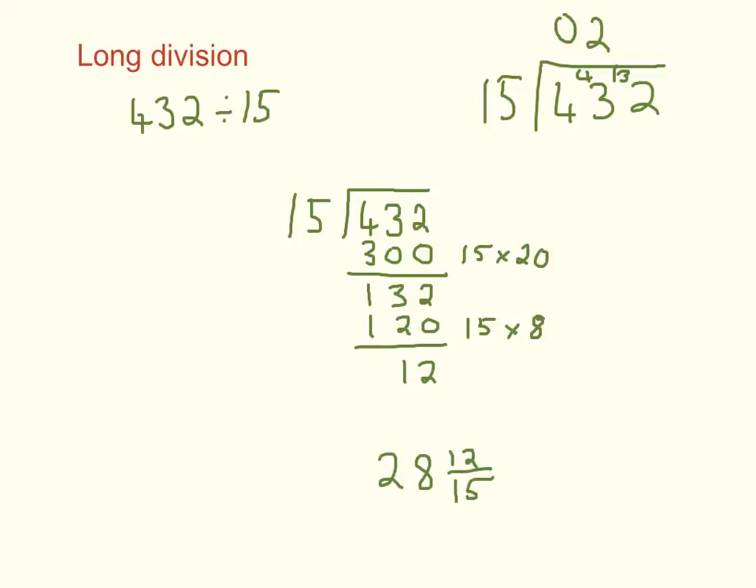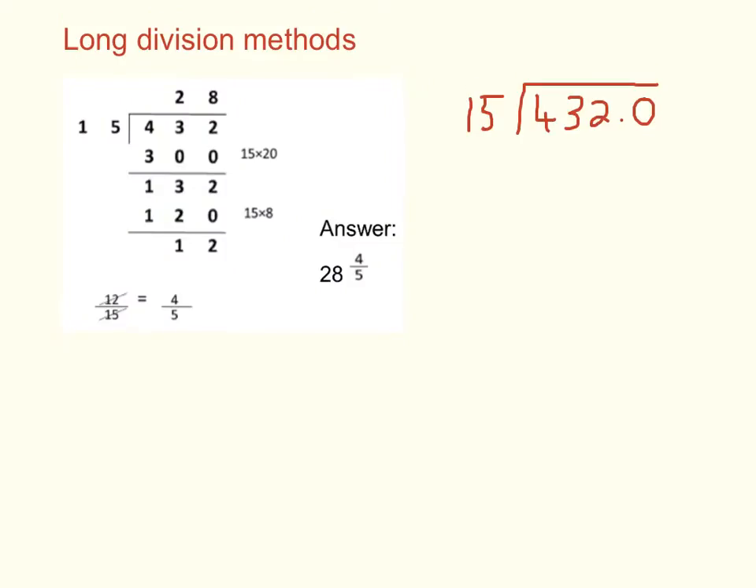So to work out my answer, I work out how many 15's there were in 432, and then I have the remainder, which I can present as a fraction. That fraction can then be simplified. We call that method long division stage 1. I've left an example of the workings for it just here.